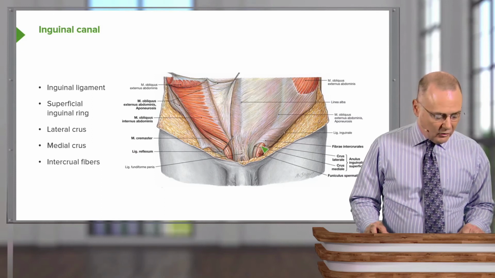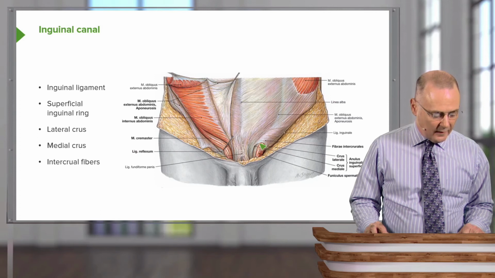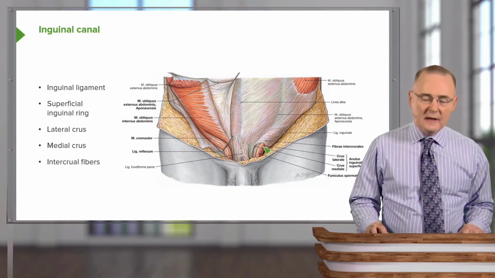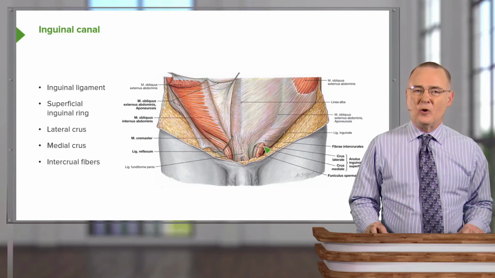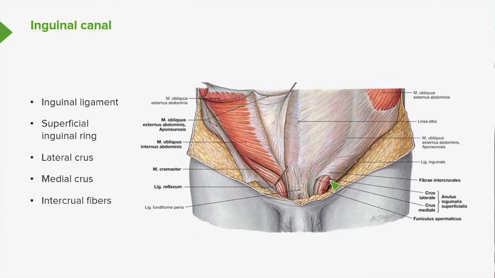In this medial location, along this region, we see an opening within the aponeurosis. This happens to be the superficial inguinal ring, and on the medial side of that, we have a medial crus, and on the lateral side, we have a lateral crus, and then we have these interdigitating fibers interconnecting those two crura, and those are the intercrural fibers.